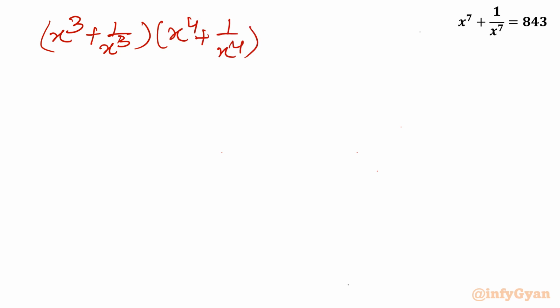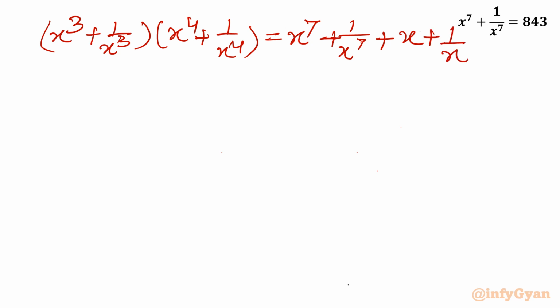So I will take the product first. I will write x cube plus 1 over x cube times x power 4 plus 1 over x power 4. See what will come out. Let's multiply x cube times x power 4, x power 7, 1 over x cube, 1 over x power 4, 1 over x power 7. Now cross multiplication. X cube with 1 over x power 4, 1 over x cube times x power 4, x. So I will write x plus 1 over x.